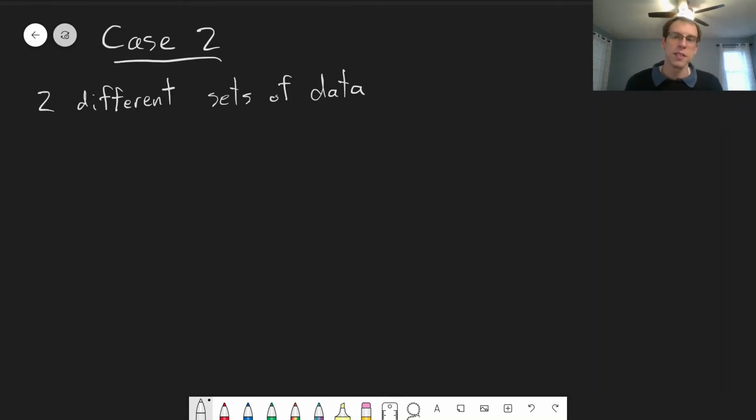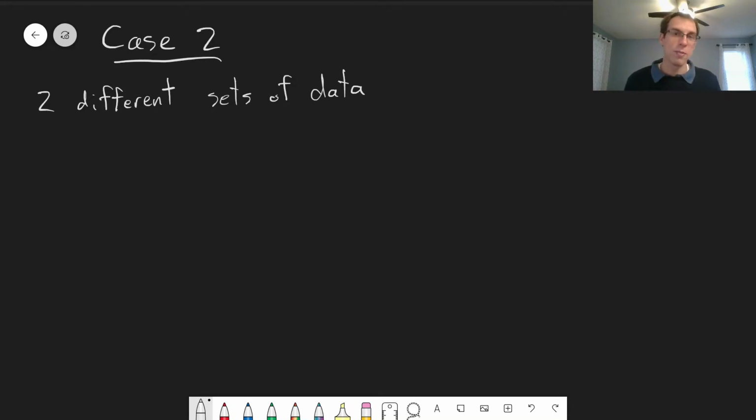Case 2 that we'll be considering is two different sets of data that ostensibly are measuring the same thing. We want to know if they agree. Some examples of this: maybe you have the same sample and it's measured by two different people. So you want to make sure that both people did the technique correctly and the results agree with each other.